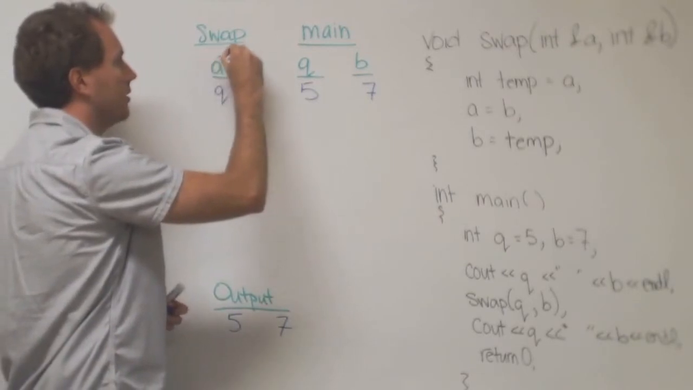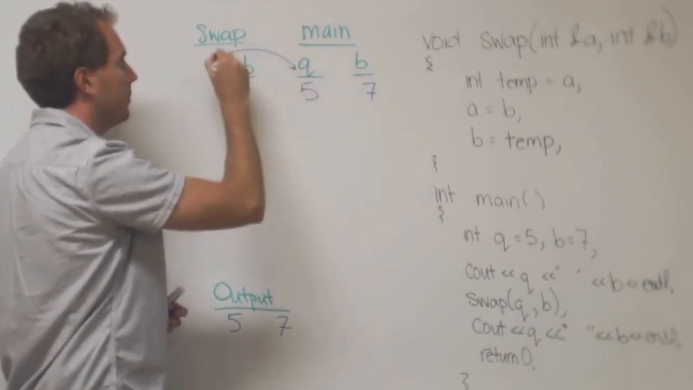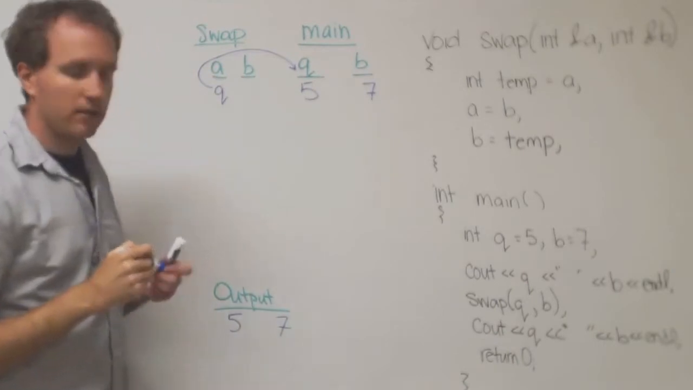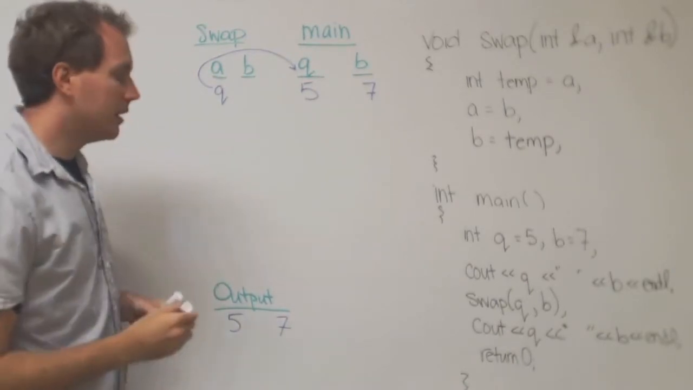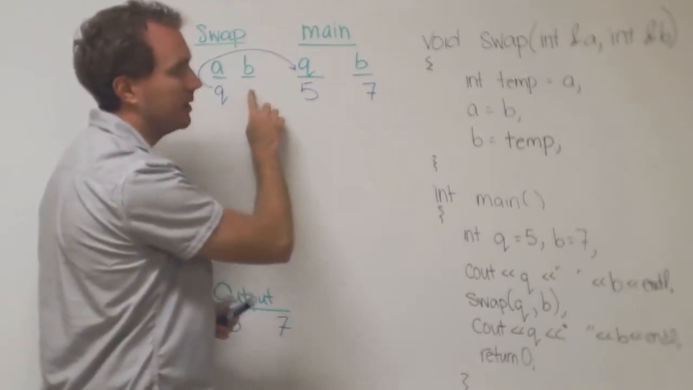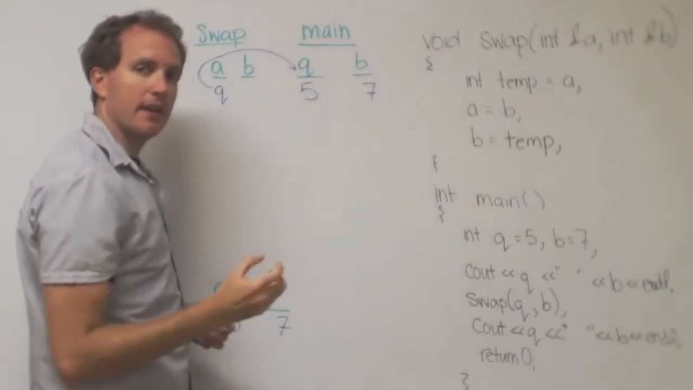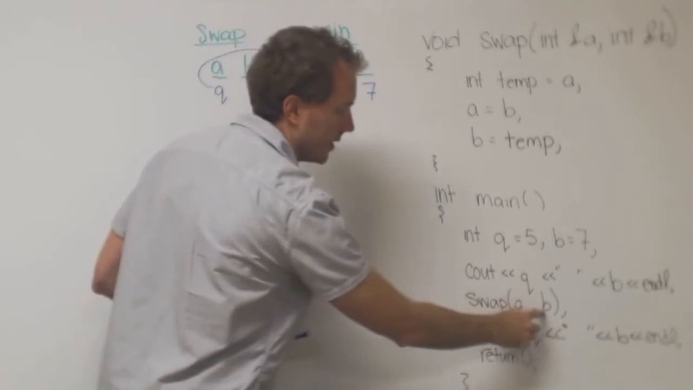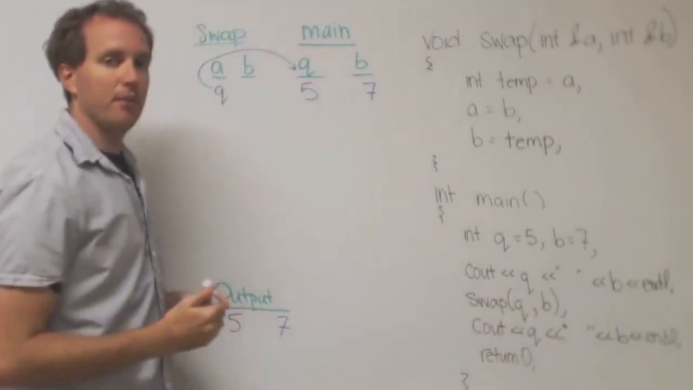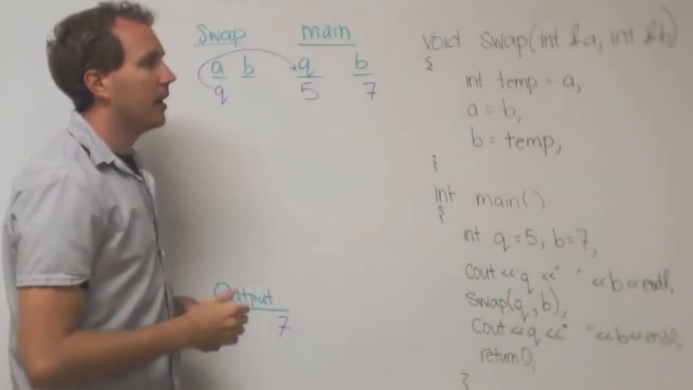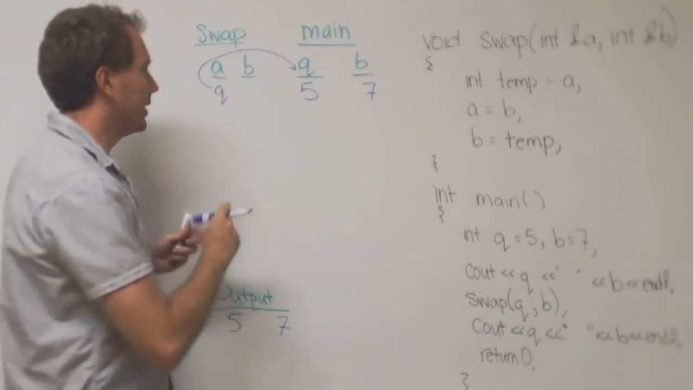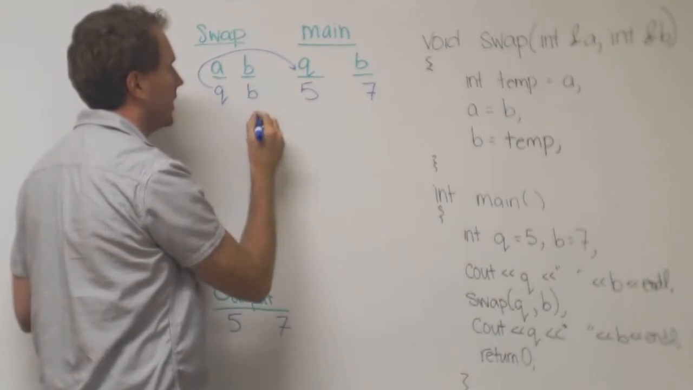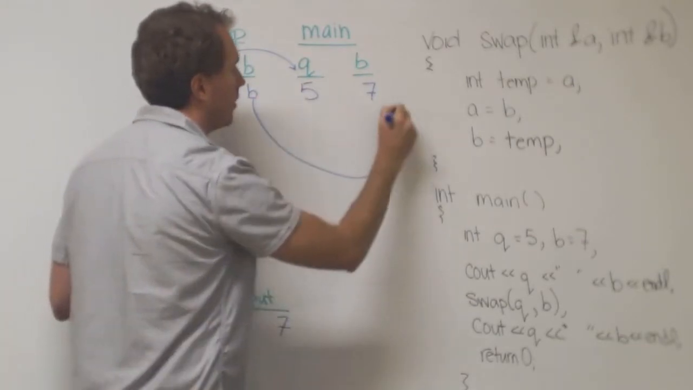So we can put Q in here to remind us that it's a reference to Q. And we can also point back towards Q. Right? Same goes with B. B is a reference parameter to the second argument. So the second argument is the variable B from main. And so B will be a reference to main's B.